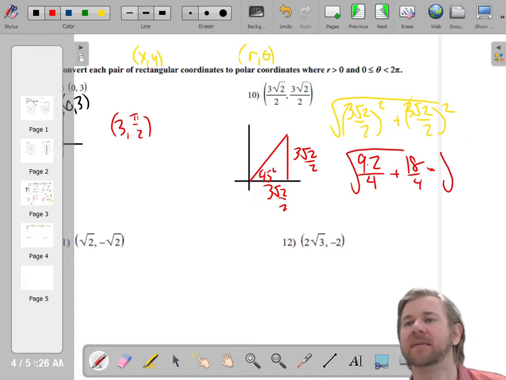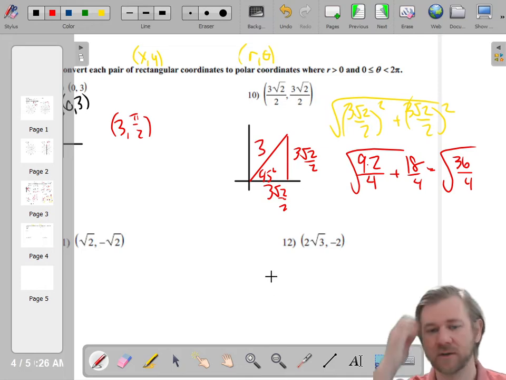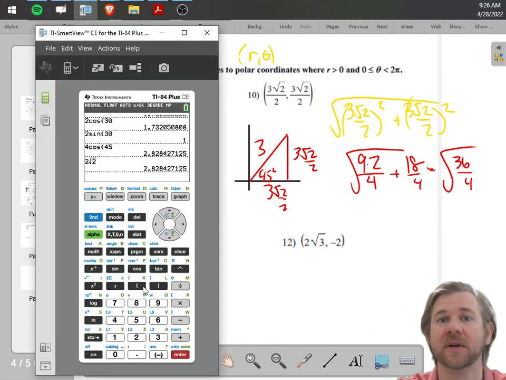When you add 18 plus 18, you get 36 over 4. So when you square root that, the square root of 36 is 6, and the square root of 4 is 2. 6 over 2 is 3. So this is 3. Okay? And you can type that into your calculator. It will help you if you want to try.